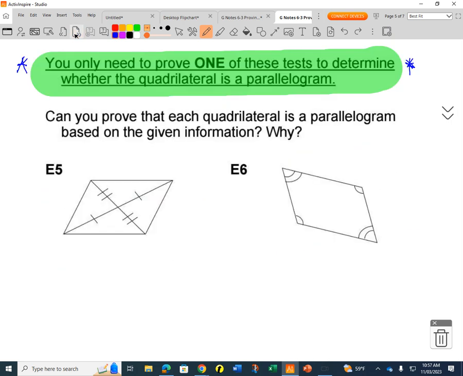The next set of problems is, can we prove that each quadrilateral is a parallelogram and why? So looking at example 5, what do they have marked on that figure? What does that figure tell us? The marks on that figure, what do they tell us? Caleb, what does it say in example 5? When you look at those marks on example 5, what do you know about that quadrilateral?